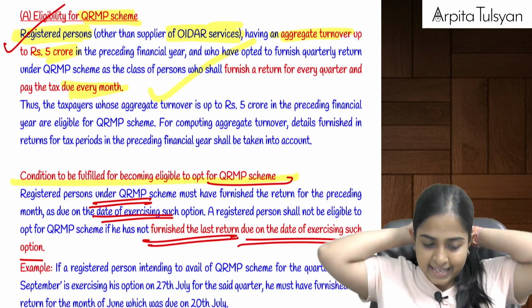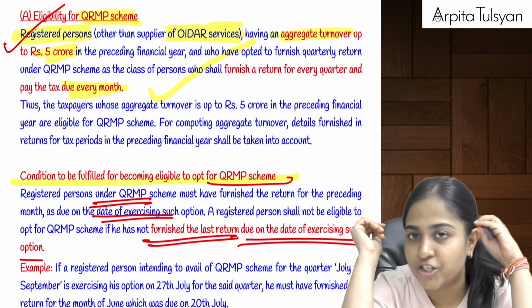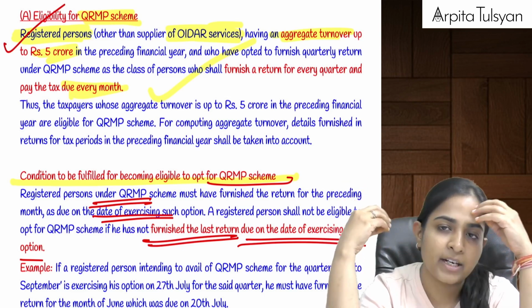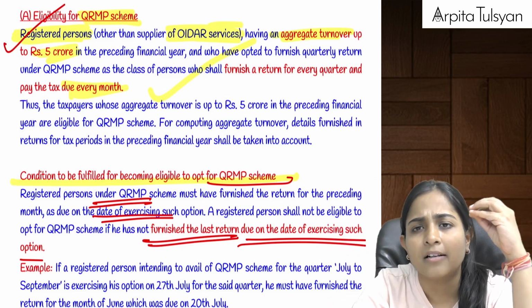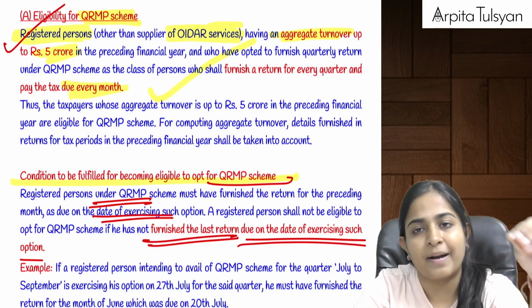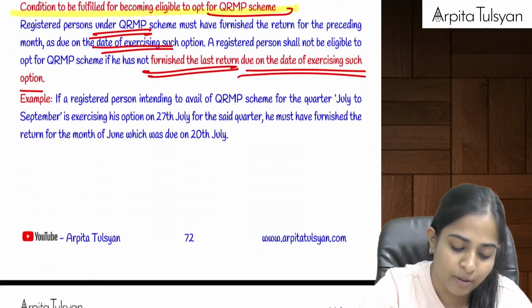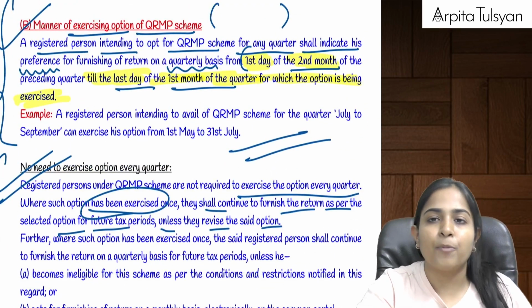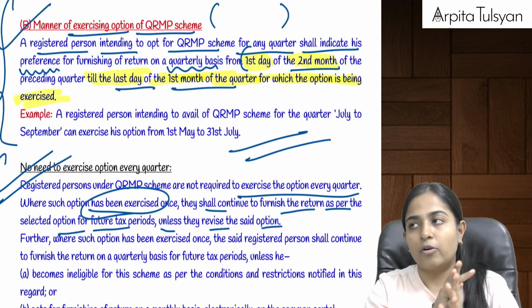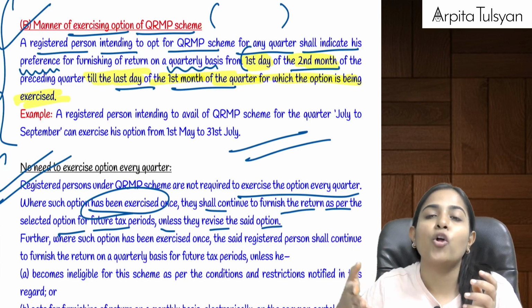Yes. So the basic eligibility is if your aggregate turnover in the preceding financial year does not exceed 5 crore, then you are eligible for QRMP, and whatever was the last return that you should have furnished by this particular date should have been actually furnished, then only you are eligible for QRMP. Now suppose, let's say till the last year, till March 2024, I was filing the return on a monthly basis.